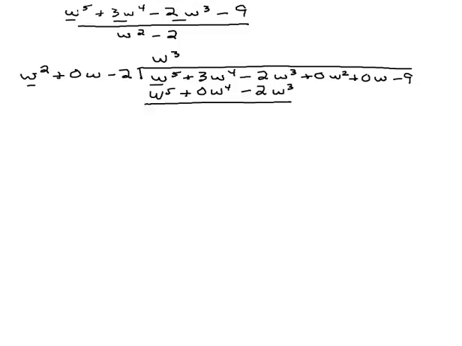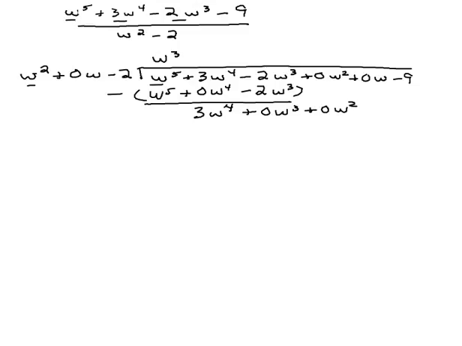What do we do again now? We subtract. We have w to the fifth minus w to the fifth. That's gone as always. And then 3w to the fourth minus no w to the fourth. Well, that's just 3w to the fourth. And then we have minus 2w cubed minus a negative 2w cubed. That's minus 2w cubed plus 2w cubed. That's no w cubes. And we'll write that there. Now we're going to bring down this next term. Again, it's just the placeholder, plus 0w squared.